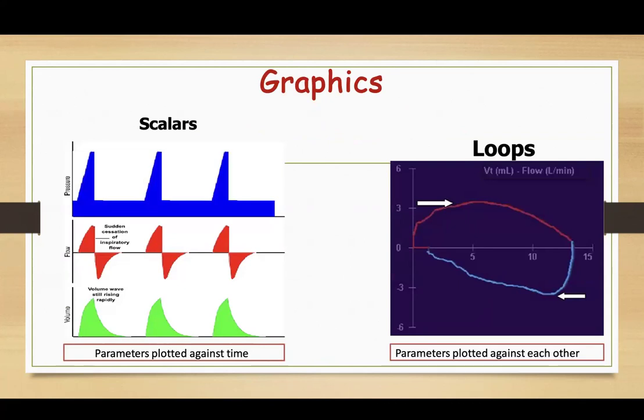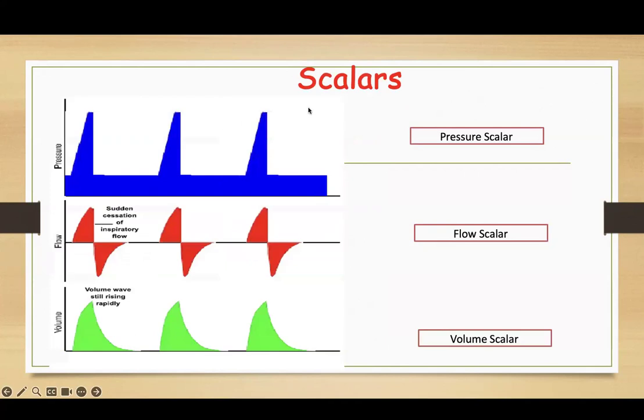To begin with, graphics are broadly divided into two types: scalars and loops. We'll be discussing them one by one. First is scalars. The main three variables which we measure are pressure, volume, and flow. As you can see on the slide, whenever we plot these variables against time, they are known as scalars. For example, pressure, flow, and volume are plotted on the y-axis and time is on the x-axis.